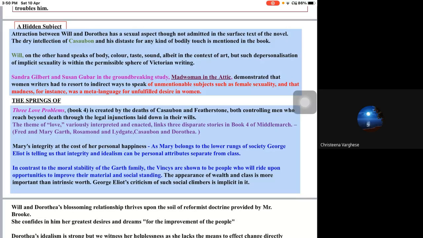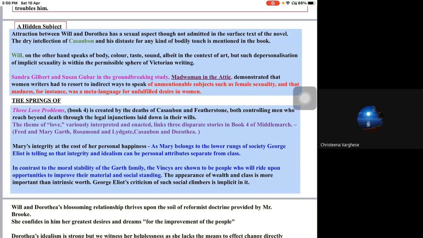Again, now we come to two feminist critics, Sandra Gilbert and Susan Gubar, who in their groundbreaking book, Madwoman in the Attic, demonstrated that women writers had to resort to indirect ways to speak of unmentionable subjects, such as female sexuality, and that madness, for instance, was a meta-language for unfulfilled desire in women. So I think we mentioned this book in Wuthering Heights also. Madwoman in the Attic became almost a symbol for all that was repressed, all that women could not explore or speak about openly.